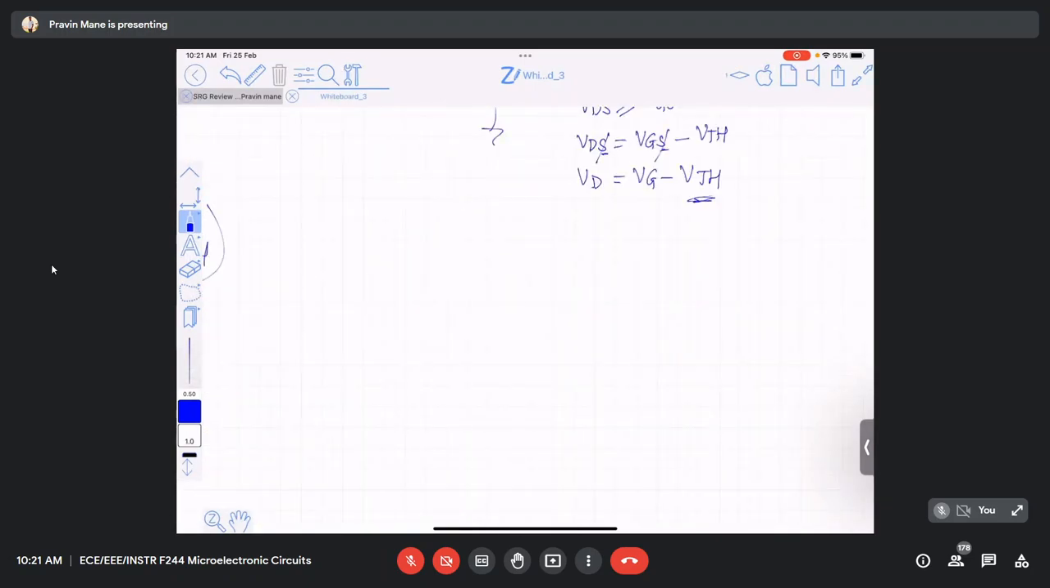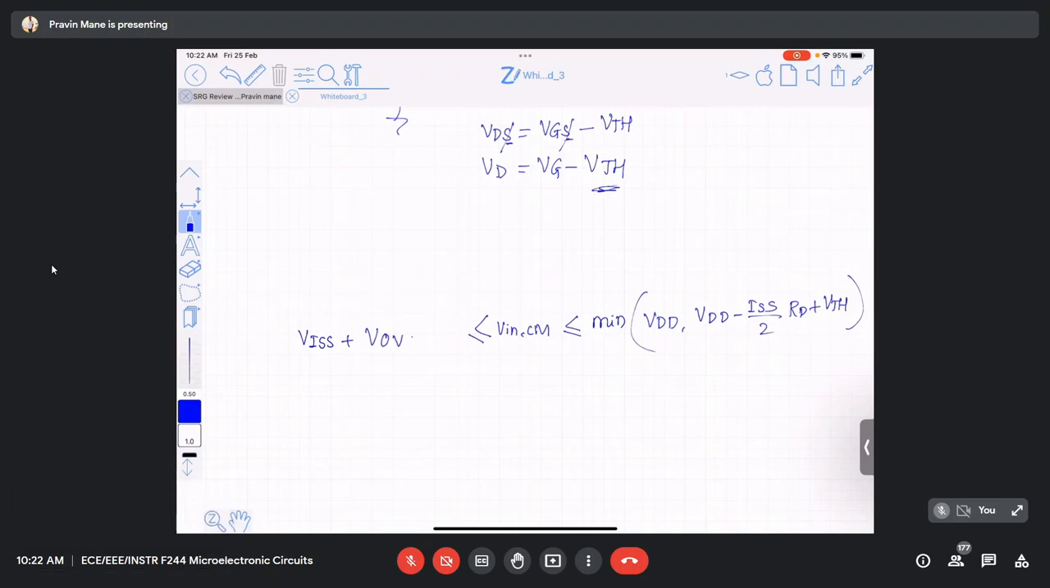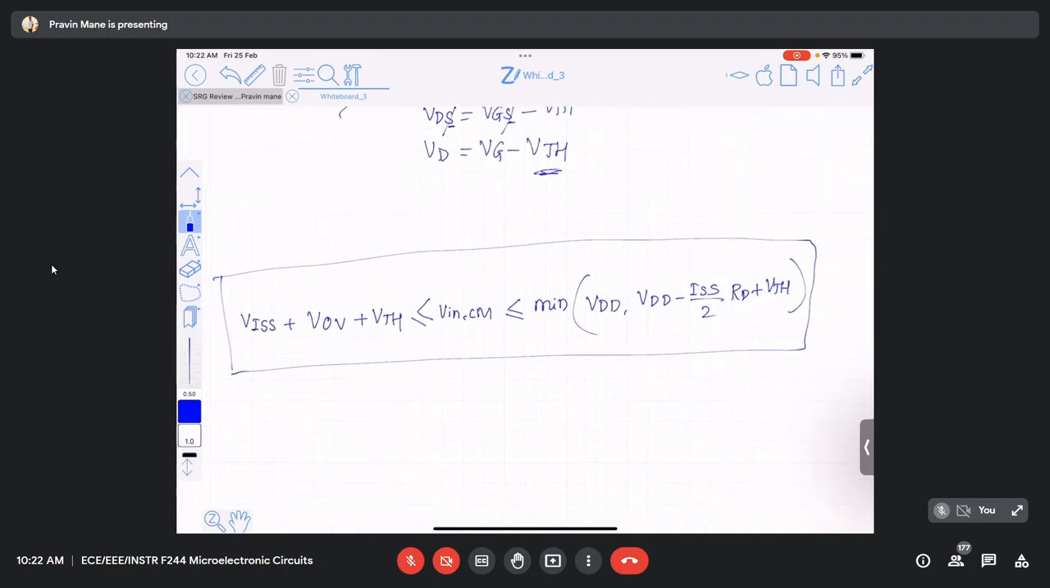So can you tell me now what is V in CM? V in CM should be less than or equal to the minimum of VDD, comma, VDD minus ISS by 2 into RD plus VTH, and should be more than which value? VISS plus V overdrive plus VTH. So you should understand this equation. Your input common mode voltage should be within this range.